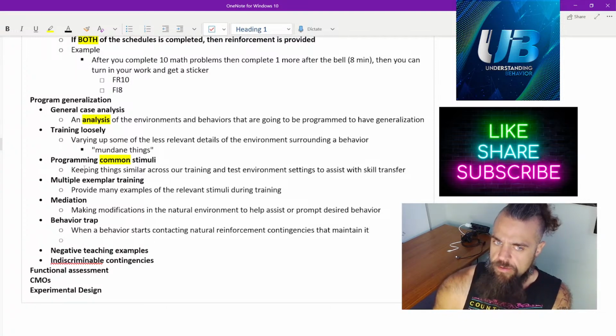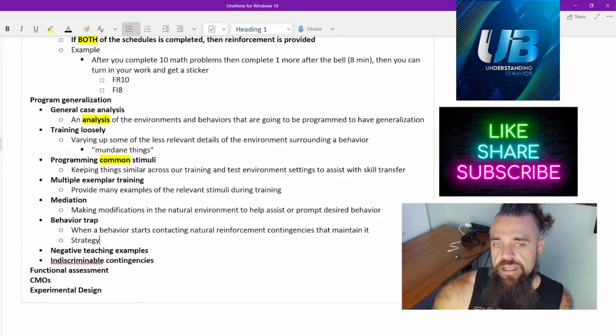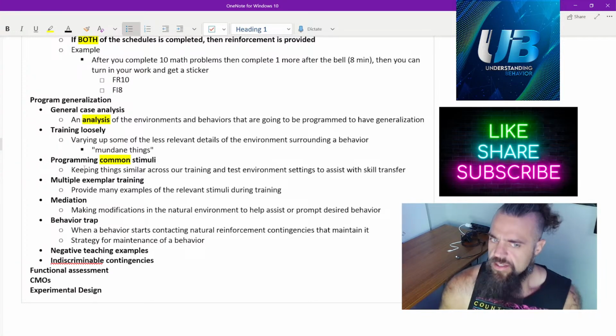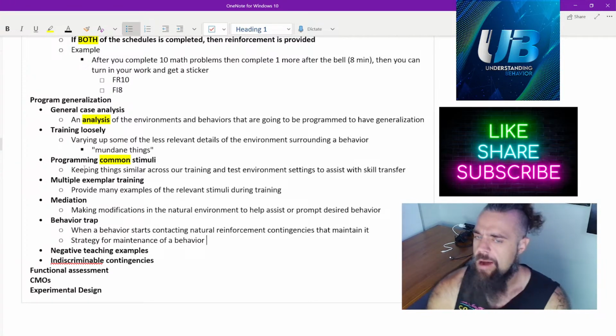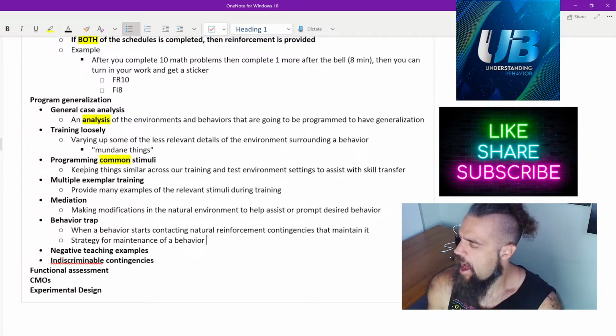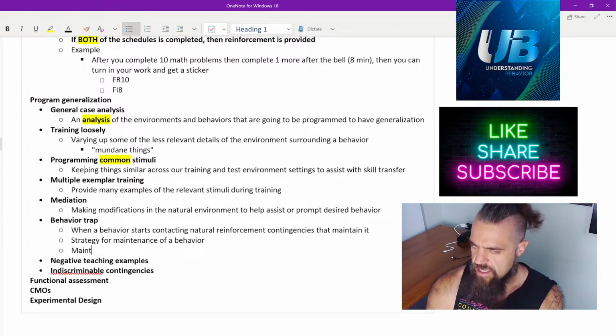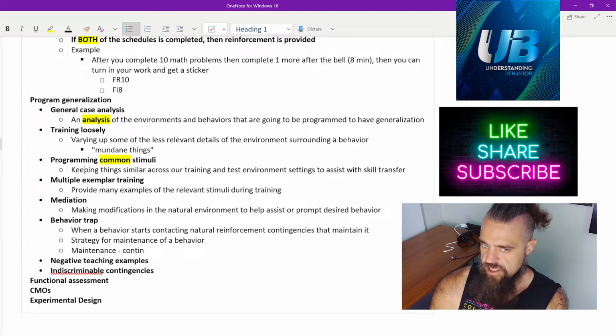So this is more of a strategy for maintenance of behavior, less about generalization, more about maintenance. And when we're talking about maintenance, that is the continuation of behavior.